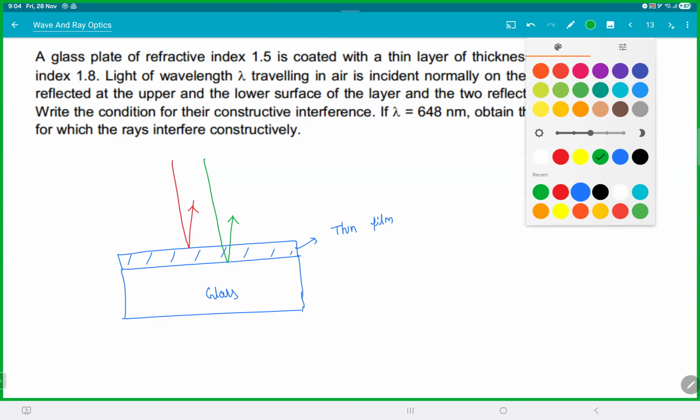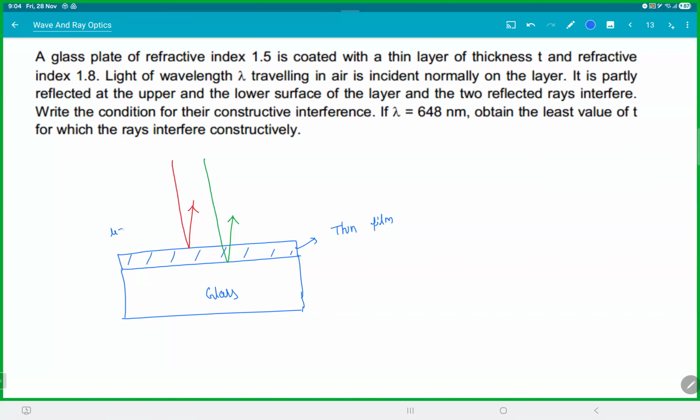So this red one, now you are going from air, mu is equal to 1, to mu is equal to 1.5. So you have to be careful here. And the glass slab is 1.5.